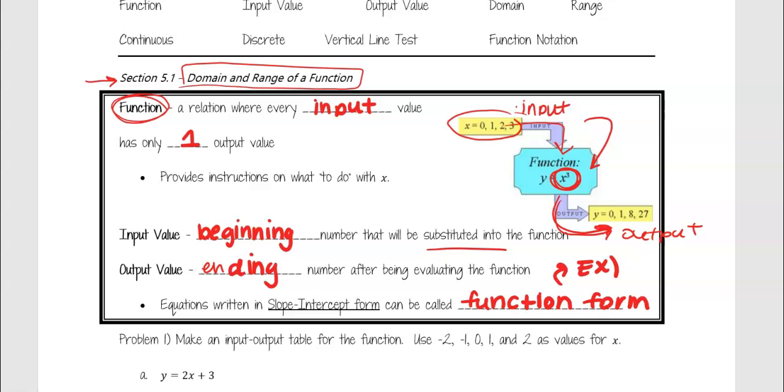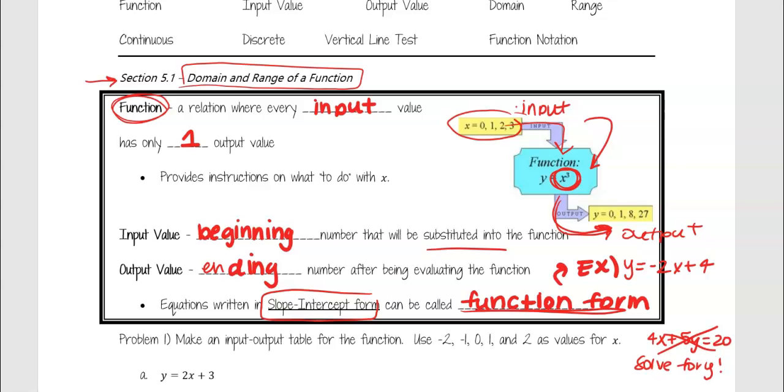Equations written in slope-intercept form can be called function form, and that's what we want to talk about. We're going to write things in function form. For example, y equals negative 2x plus 4 is in function form. Standard form, remember this, 4x plus 5y equals 20, is not in function form. We would have to solve for y. And we're going to practice that in a little bit.